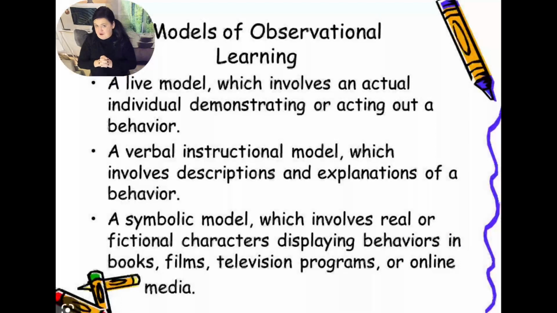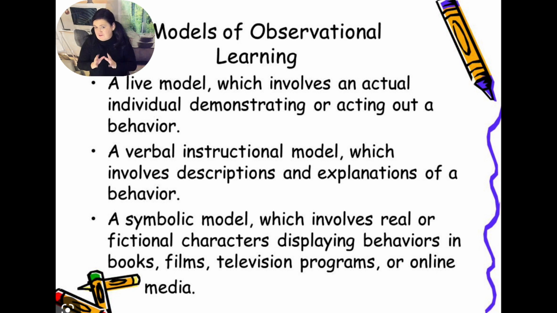Bandura identified 3 basic models in observational learning. A live model, which involves an actual individual demonstrating or acting out a behavior; a verbal instructional model, which involves descriptions and explanations of a behavior; and a symbolic model, which involves real or fictional characters displaying behaviors either in books, films, or television programs, and now with online media. So all people are more likely to imitate when they are rewarded for their behavior.